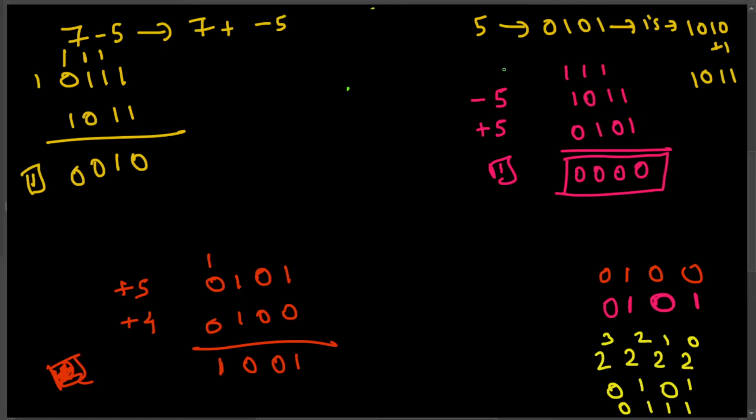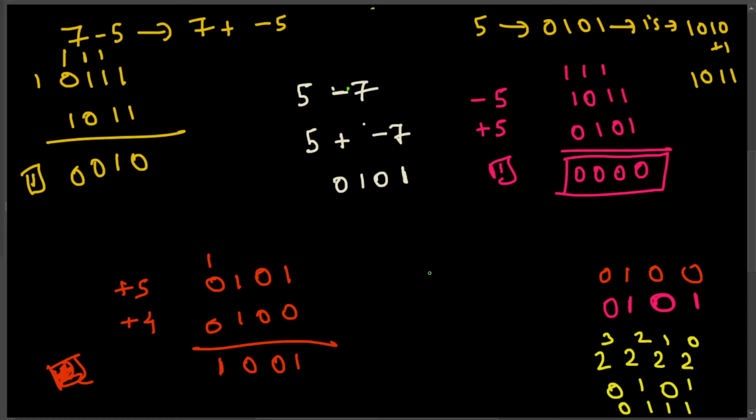Let's try this one. Let's try 5 minus 7. I'm going to use a different color. 5 minus 7. We can also represent this one as 5 plus minus 7. Now 5, what's the binary conversion of 5? That is 0 1 0 1. So just write this one right here, 0 1 0 1. And for 7, since it's negative, we have to take the 2's complement.